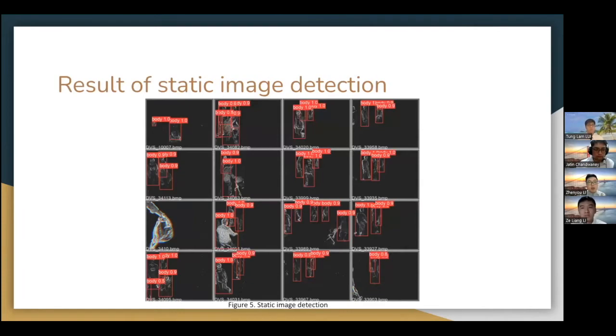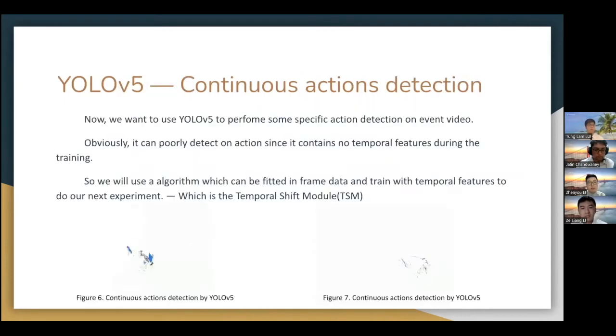This is the result graphs, and you can see that YOLO performs well in the static image detection. Next page, please. Next, we want to use YOLO to detect some specific actions. As the picture shows, YOLO cannot detect a specific action. So we will use the temporal shift module to do our next experiment. Next page, please.